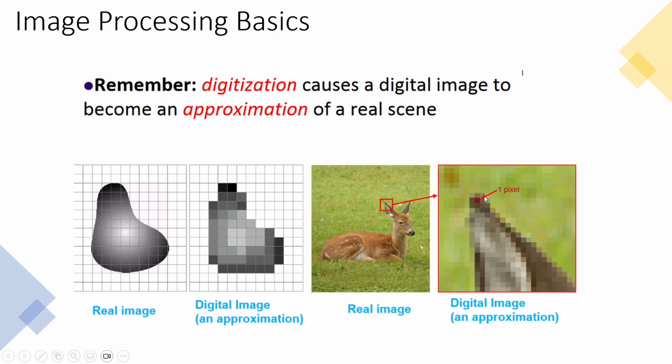Let's try to understand the concept of a pixel. That's the ear of the animal, and that's one pixel. As I said, you cannot go any smaller than this. This is one pixel. And as you see, the image is discrete. It's not a continuous function because you can see the boundaries.